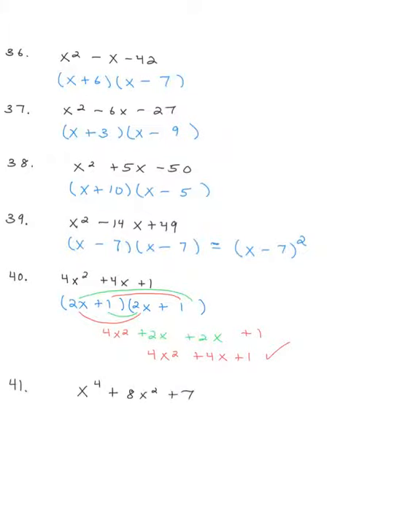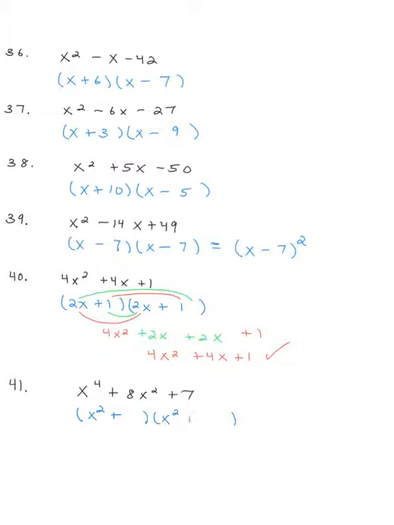Questions 41 and 42 have a similar idea behind them, where I don't have an x squared, but I have an x to the 4th, and the middle term is x squared. If I want to take a guess and check approach of factoring this, the idea is going to be very similar to what we've already done. The only difference is it's not going to just be x and x. Instead, it'll be x squared and x squared, because that is the only way you're going to multiply nicely to an x to the 4th.